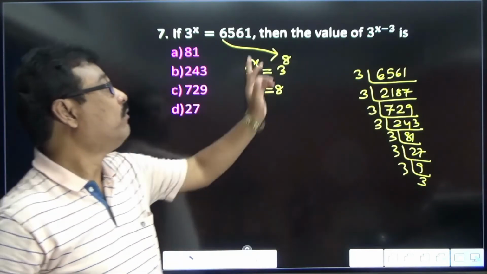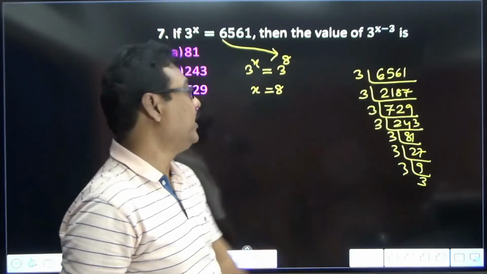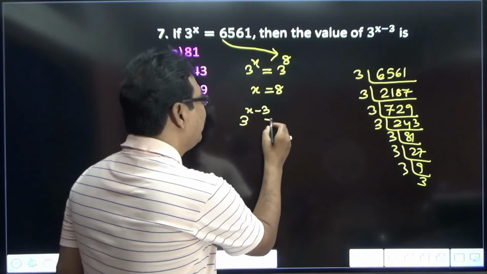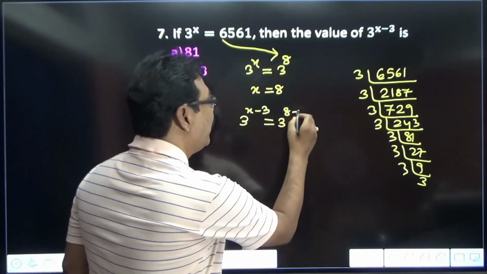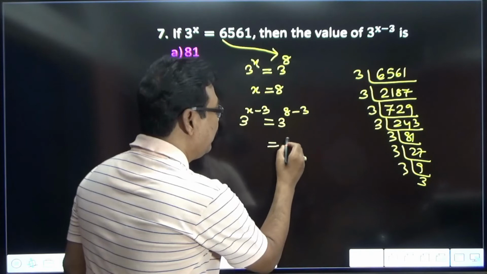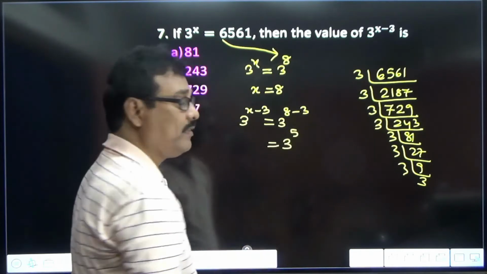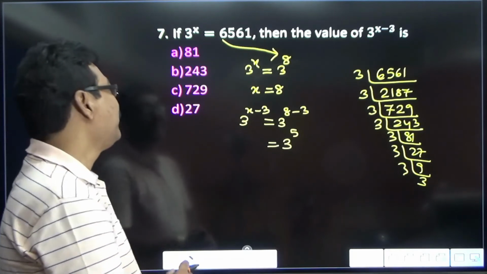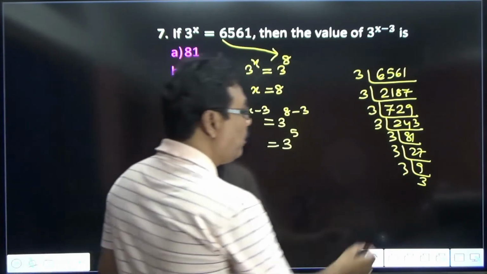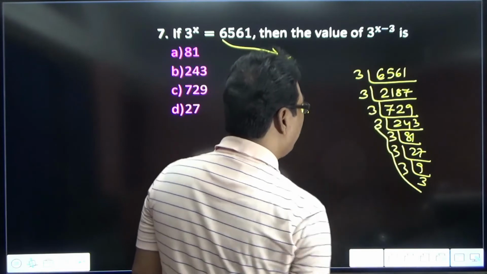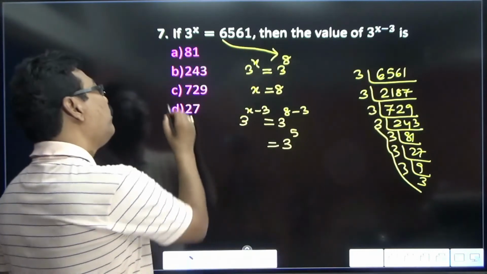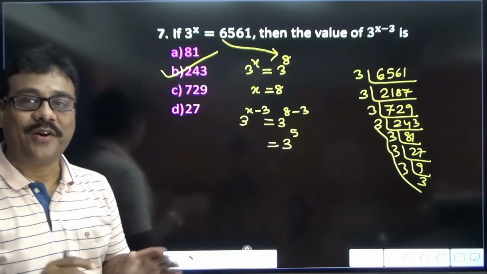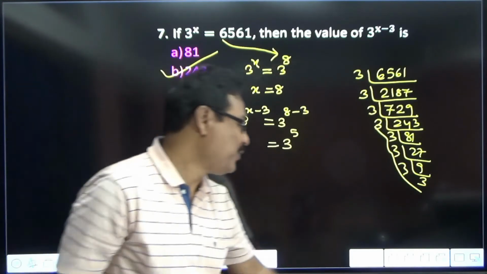Now the question is, find the value of 3 to the power x minus 3. That means it will be 3 to the power 8 minus 3. 8 minus 3 is 5, and 3 to the power 5. So 5 times 3 multiplied, 1, 2, 3, 4, 5. We are getting 243. 243 is my answer to this question. Got it now? Okay. Let's go to the next one.